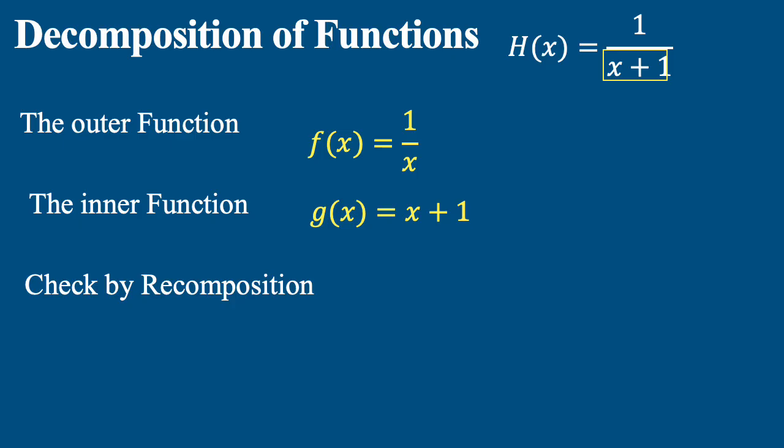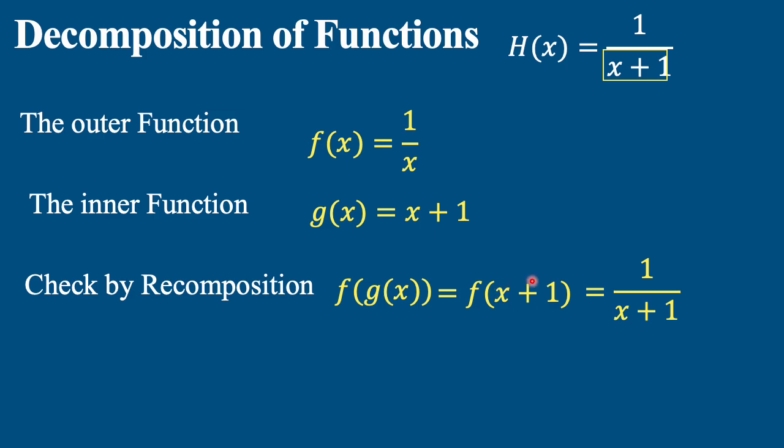Just look very carefully at the function and do trial and error to find the inner and outer function. Then we're going to check it by composing. So let's try it. f of g of x, g of x is x plus 1, f is 1 over x, so we plug x plus 1 into the f function. That's 1 over x plus 1. Now, can you see that? f of g is h of x. You beautifully found two simpler functions to decompose the function.